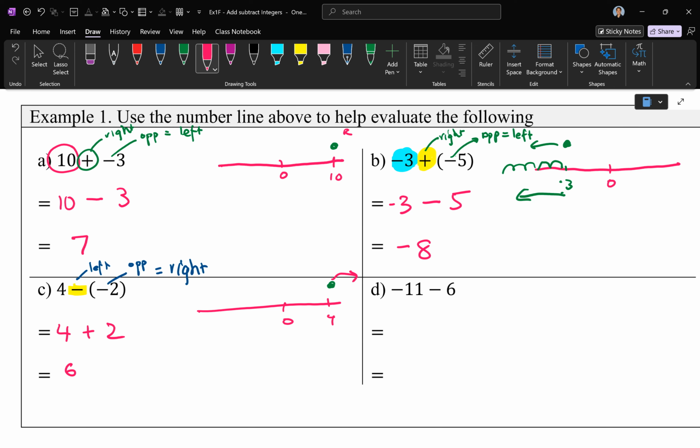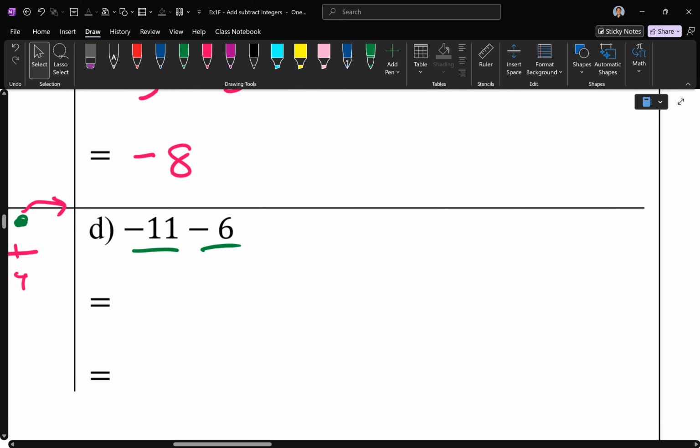That's different to 1G. See, 1G, we didn't care about direction. We just times the numbers and then worked out the sign. But in 1F, the direction matters. Yeah, so here, last one. Negative 11 minus 6. Now, this one doesn't have a double sign like these ones I've given you. So this is much easier to work with. So here we go.